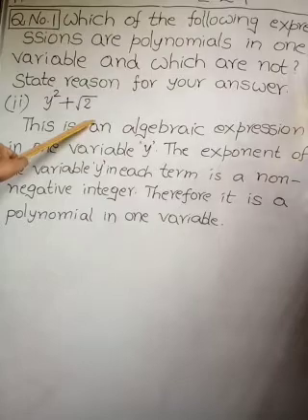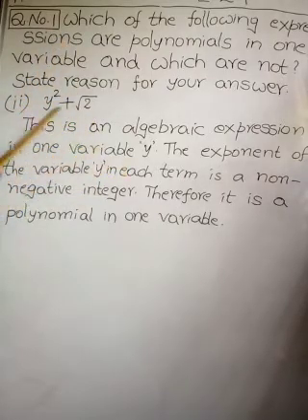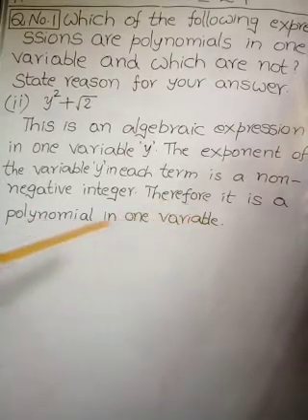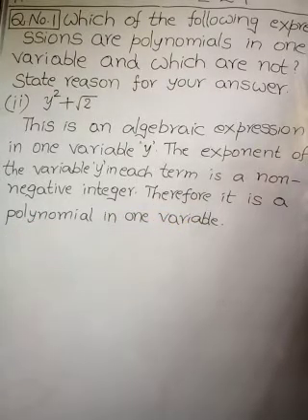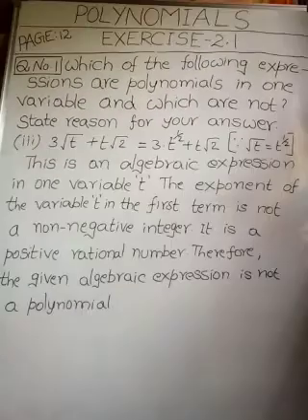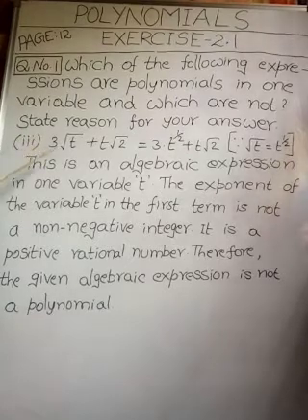Okay, my dear children, understood? Right. So both are non-negative integers. The exponents of the variable y in each term is a non-negative integer. Therefore, it is a polynomial in one variable. Understood, my dear children? Right. Now come to the next question.